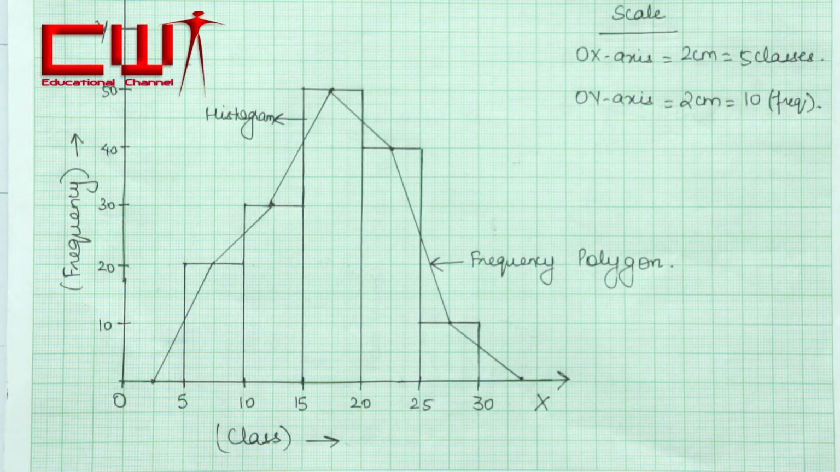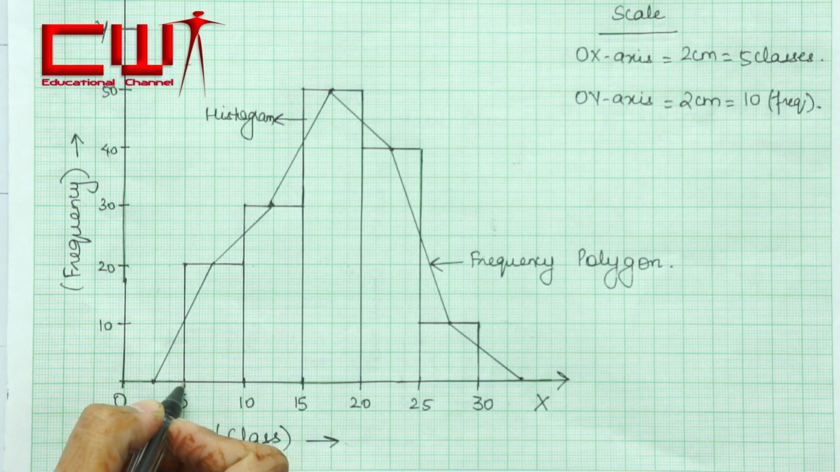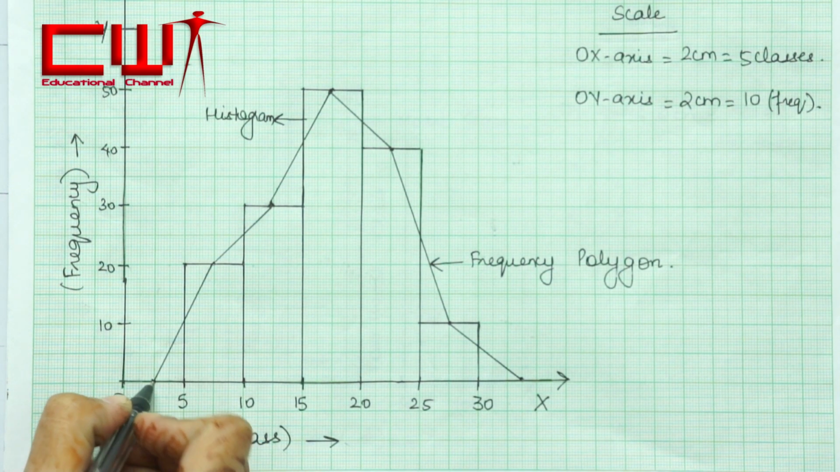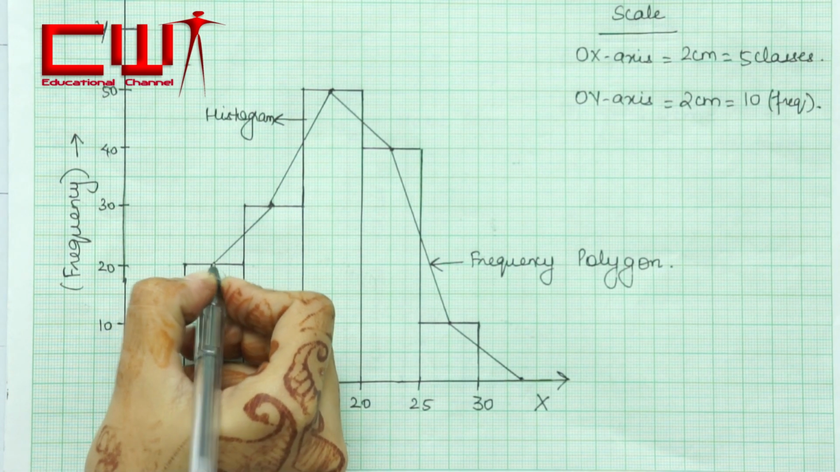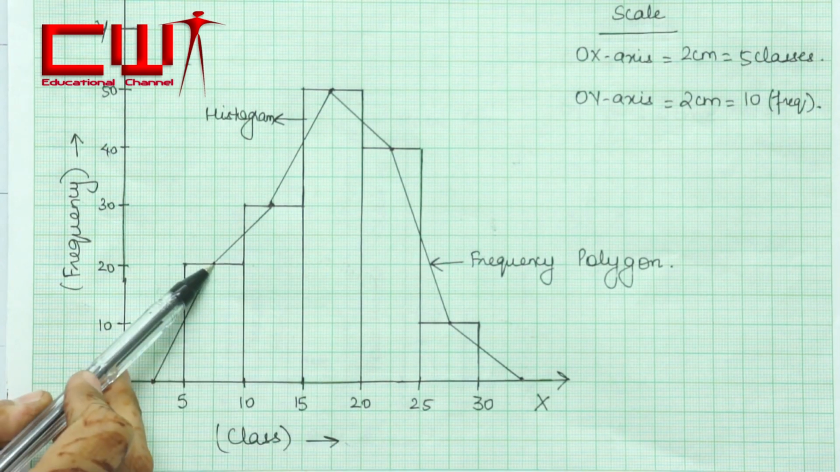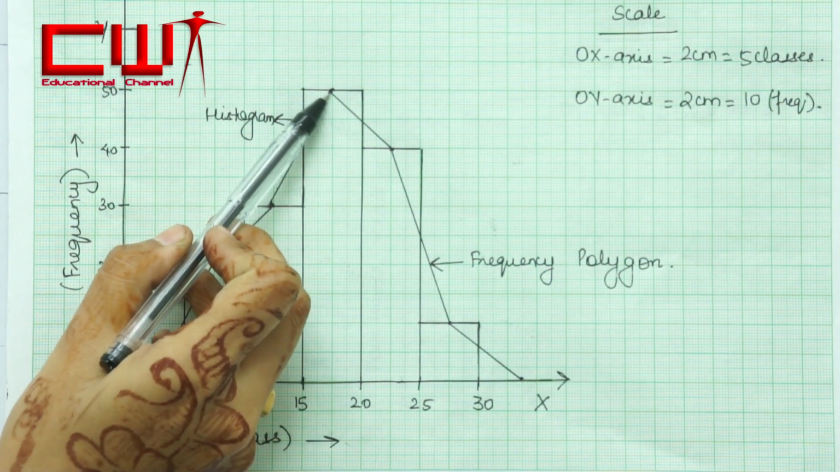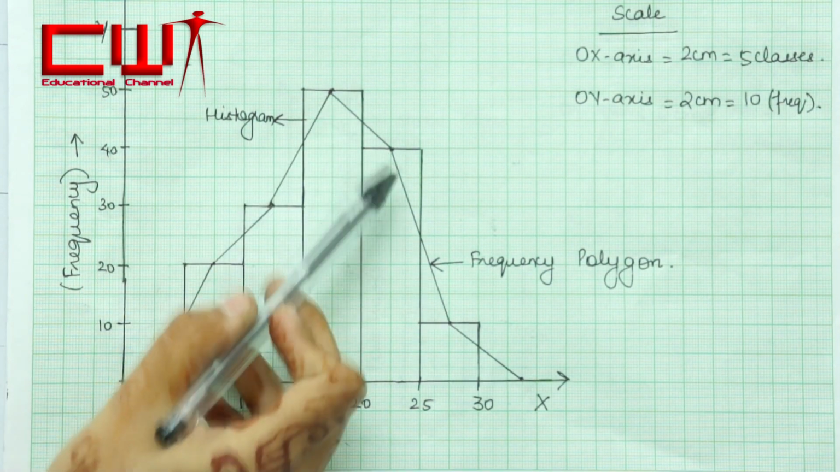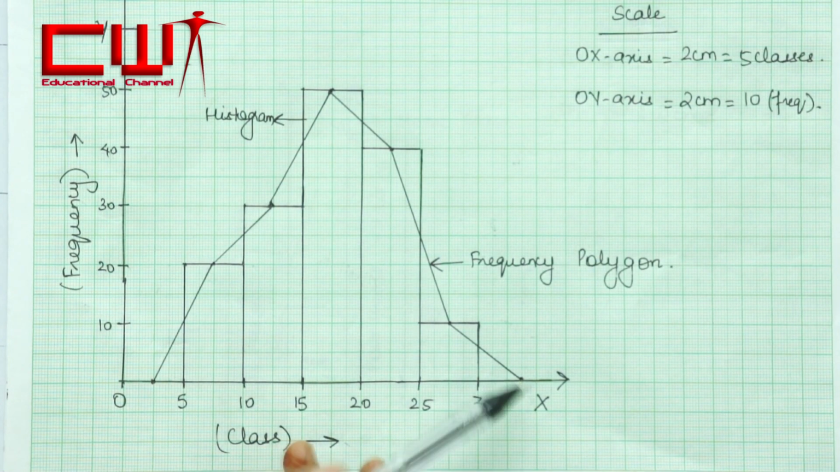Please make the frequency polygon with the help of a scale or a ruler, right? It will not be freehand. We start from here. You take the middle point before the series starts. From here, you join with the help of a ruler to the middle point of the first bar. Then join it to the next bar, to the next bar, to the other bar, take it to the last bar and leave it here at the next series middle point.